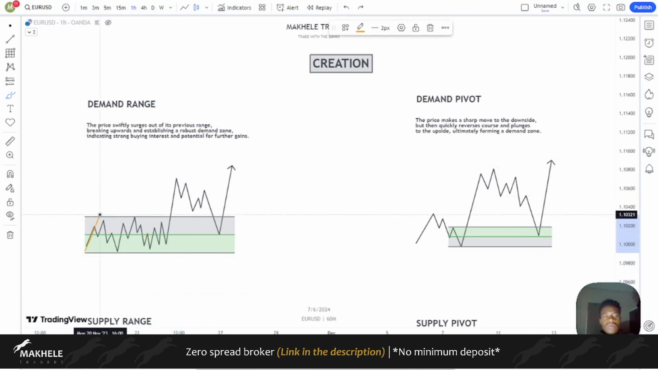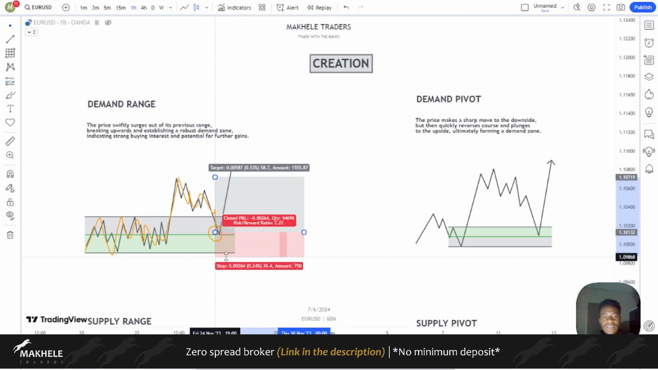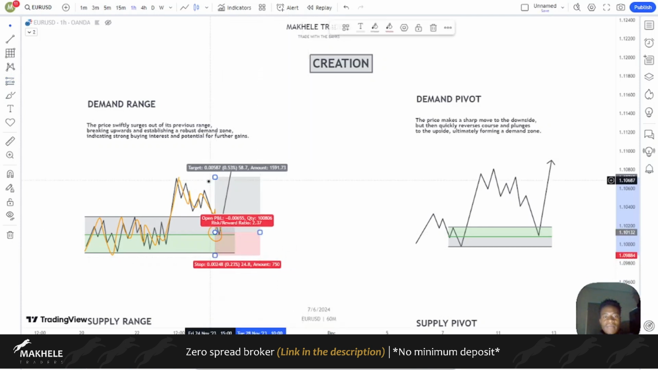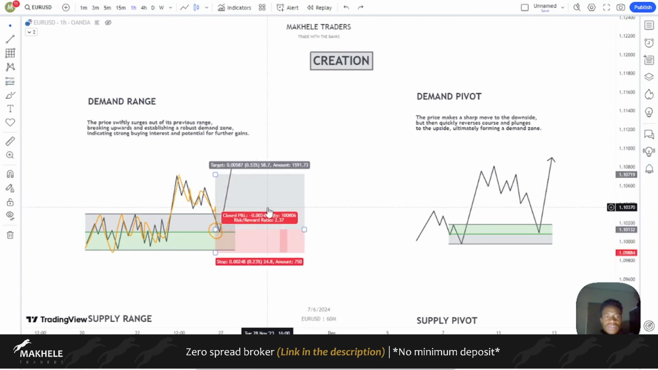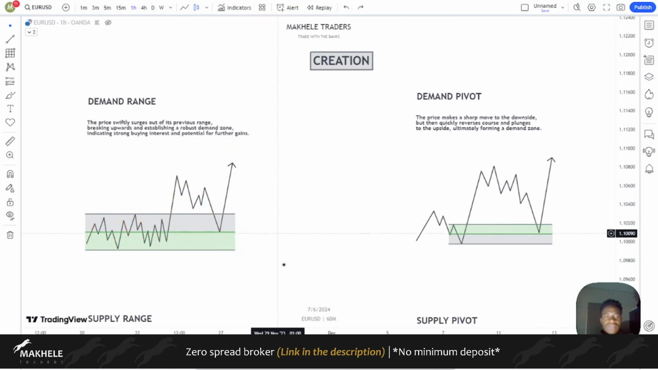So price will create a range and then it will surge to the upside like this, breaking out of this range. So this zone is a potential zone for us to look for buying opportunities because price has printed the demand zone. As soon as price comes back here, we're now interested in looking for buying opportunities. That's how the banks print demand and supply. But this is our first demand zone. So pay attention as we cover all the demand and supply zones in this video.